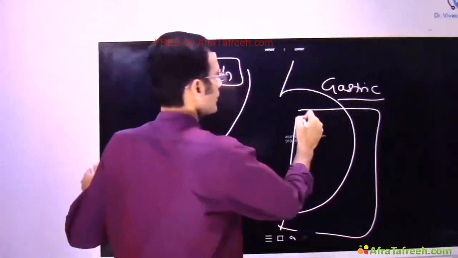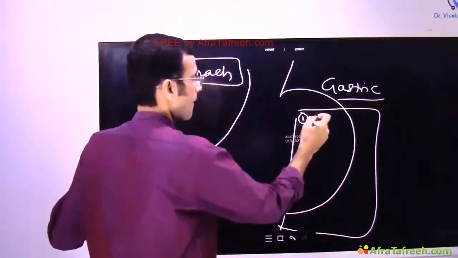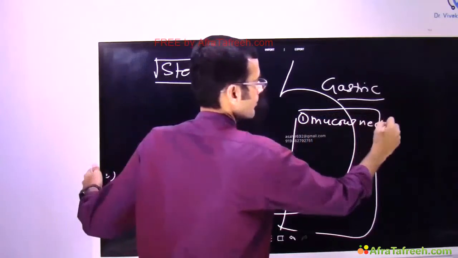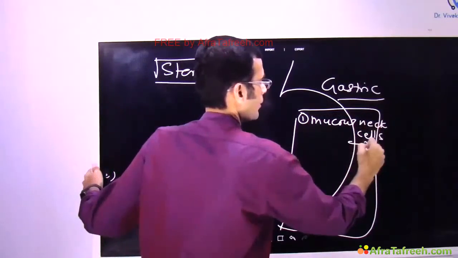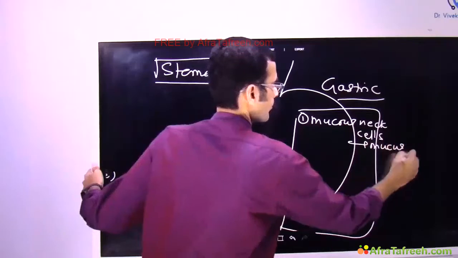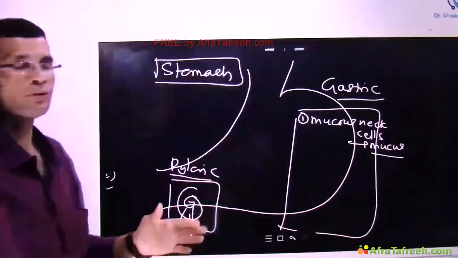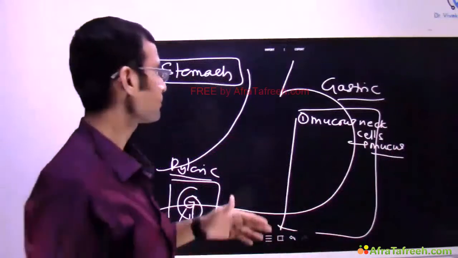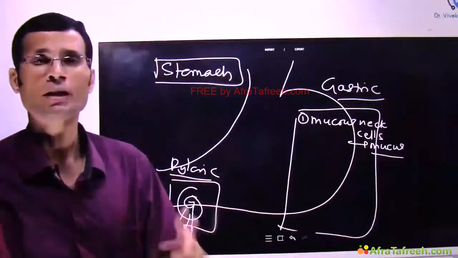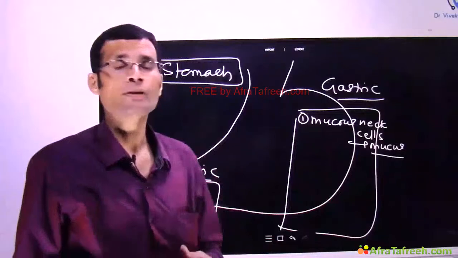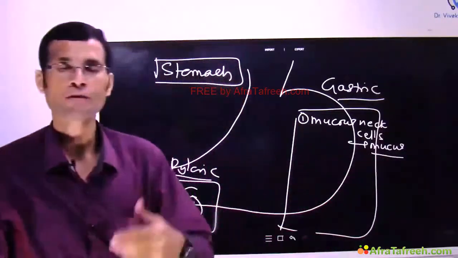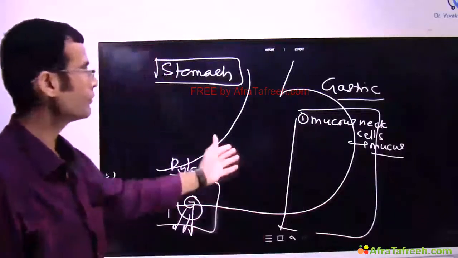Gastric glands have three cells. Mucous neck cells, which secrete mucus. When do you write MUCUS and when do you write MUCOUS? Very often people are not aware of this. When you say the secretion, it's MUCUS. When you are talking of a cell or a gland, it should be MUCOUS.